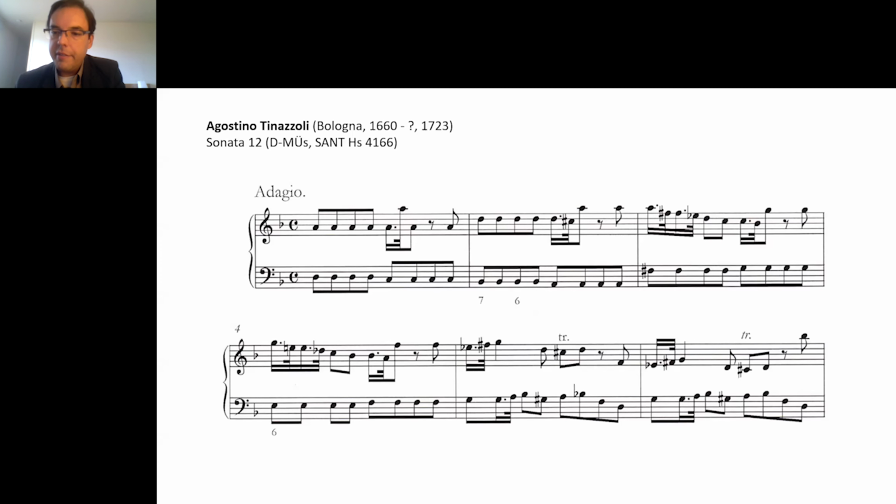This was one of the first examples I came across of this kind of notation, and my first question was, how should I perform it? Should I add extra notes only to the bass notes which have a figure above? I'll come back to that later.